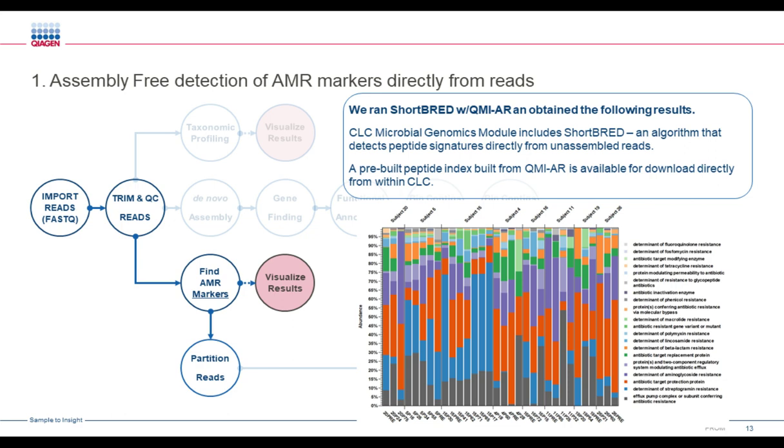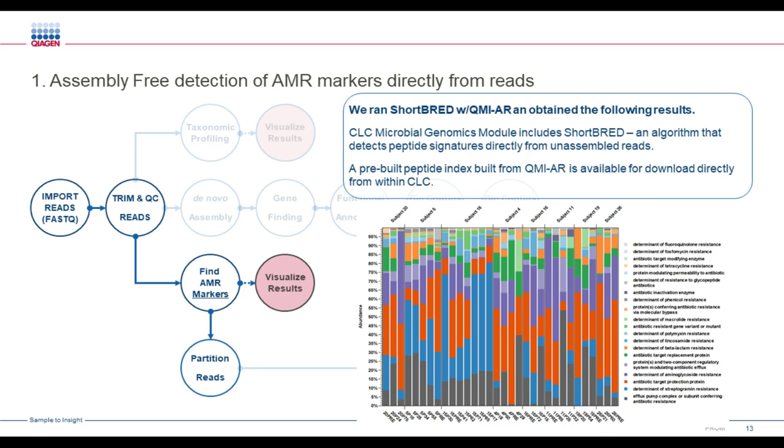And reads that match a particular signature in the peptide marker database are separated out and can be classified as potentially containing a marker related to the database that was used. In the original Shortbread paper and in the context of how it's used in the CLC Genomics Workbench and Microbial Genomics module, we use the QMI AR database to develop a peptide signature marker database, which provides input into Shortbread, along with your own raw sequencing reads, of course.